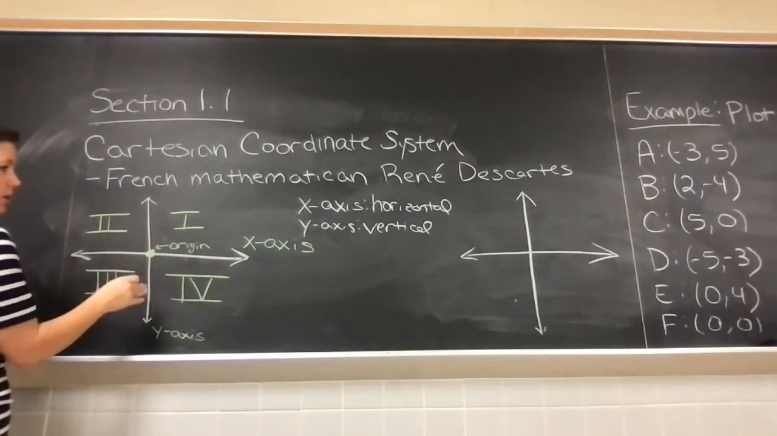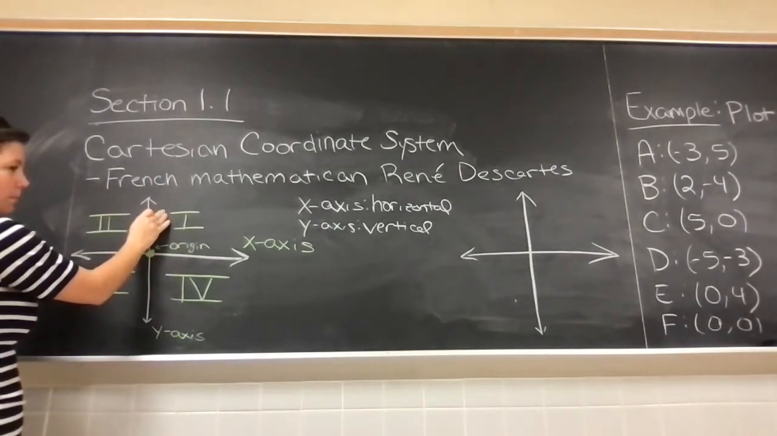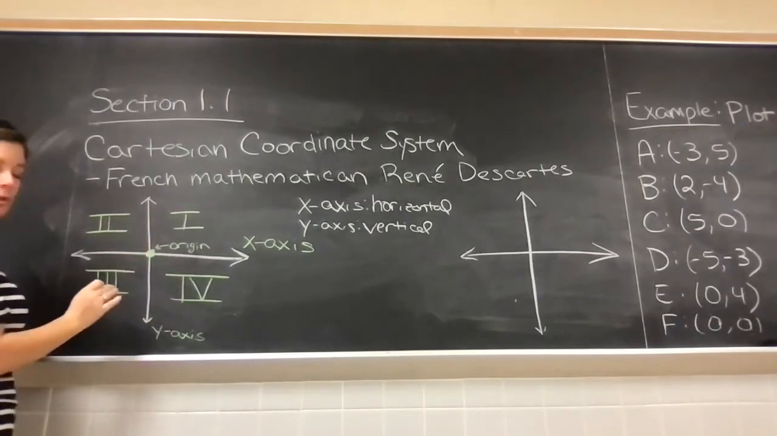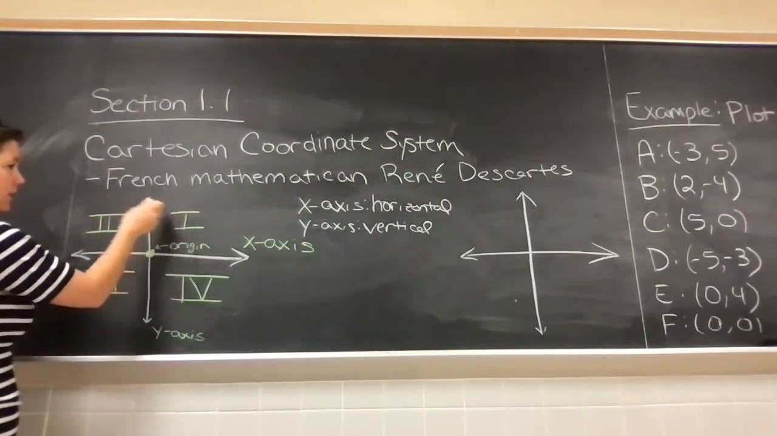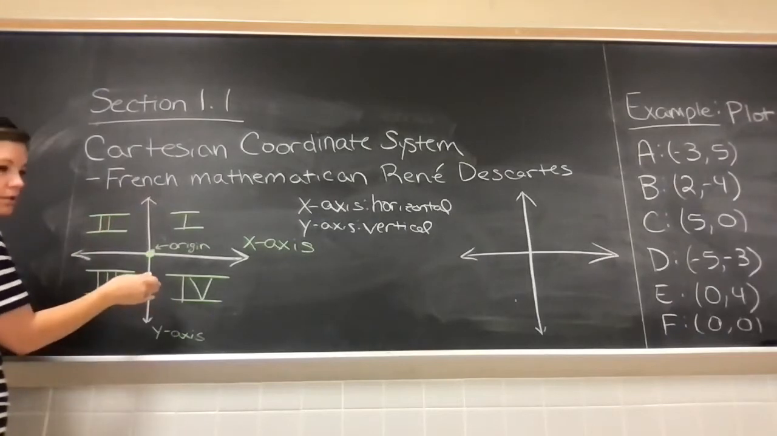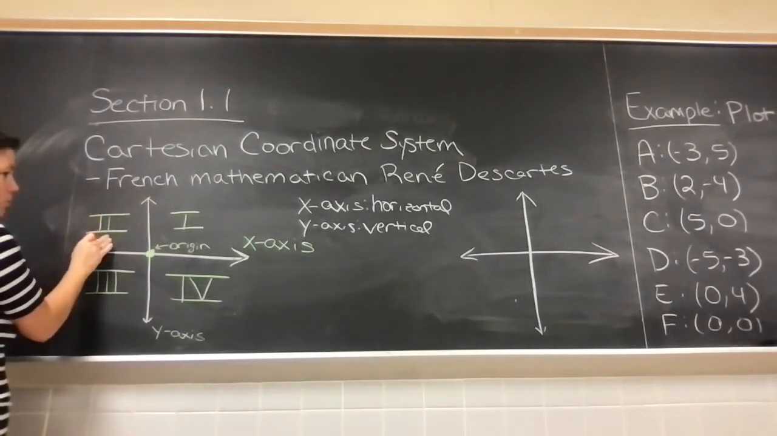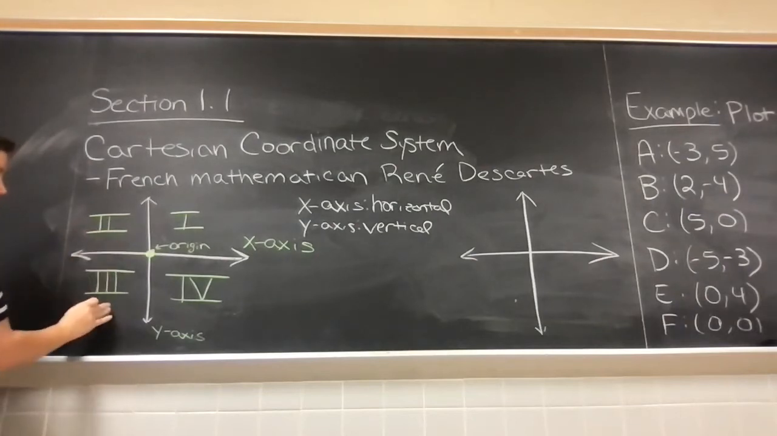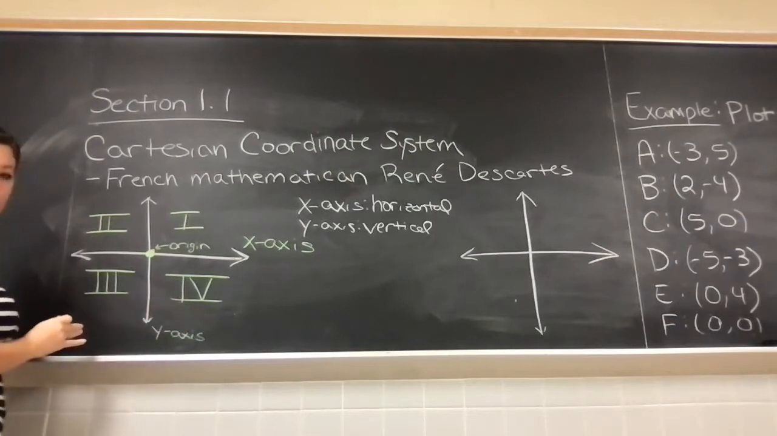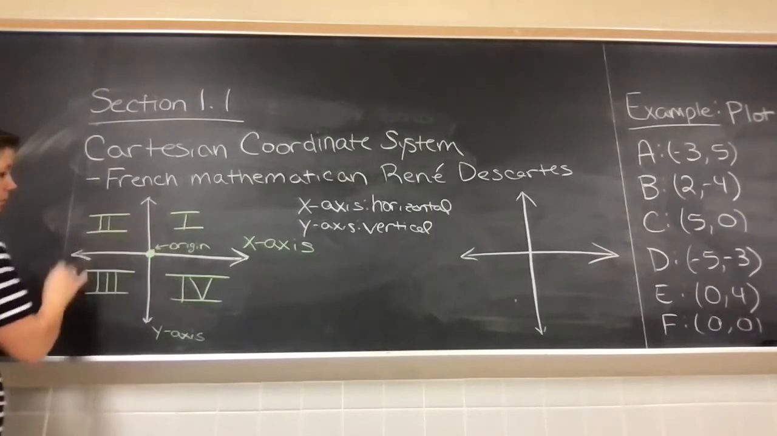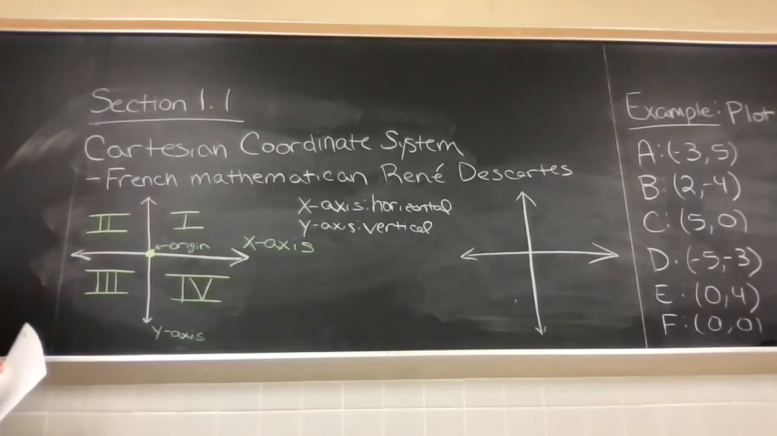What we do is we call this one quadrant 1, the upper right-hand corner, and we label it with a Roman numeral 1. Then we go counterclockwise in order to number the rest of our quadrants. So we go to the left, and the upper left one is quadrant 2. Lower left is quadrant 3, and lower right is quadrant 4. Those are the 4 various quadrants.